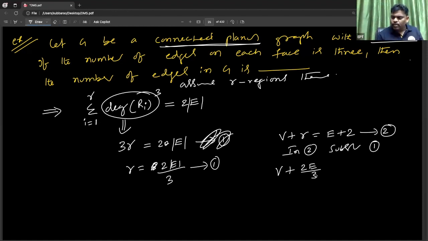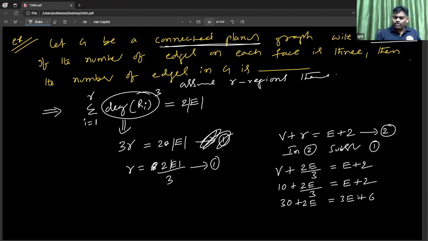Right? 2E by 3 is equal to E plus 2. What is the V value? I think he has already given 10 vertices. So 10 plus 2E by 3 is equal to E plus 2. So finally, if you write properly, this becomes 30 plus 2E, which is equal to 3E plus 6.